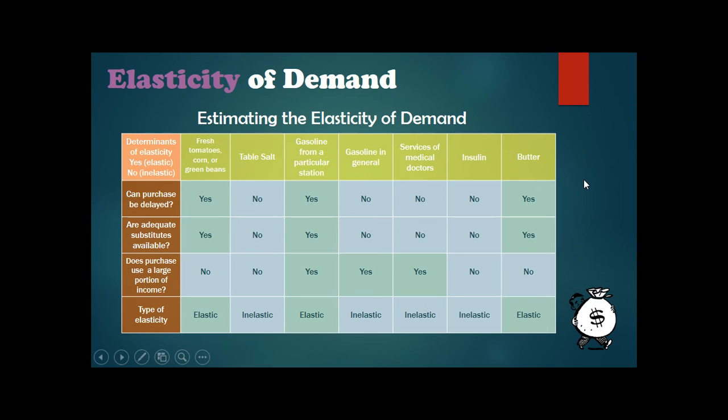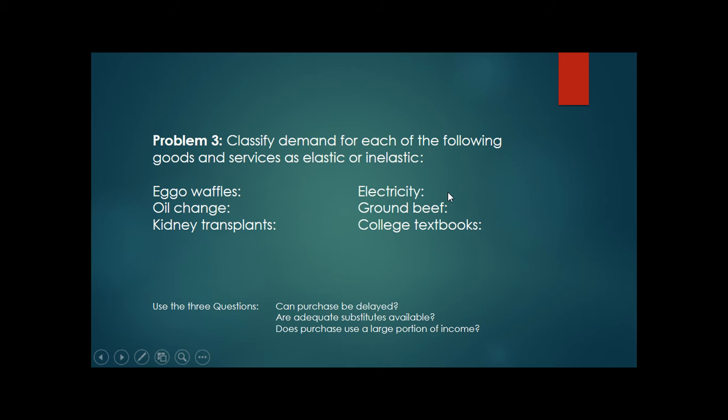So why don't you look at some of these things? Use your 3 questions. Can the purchase be delayed? Are adequate substitutes available? Does the purchase use a large portion of your income? Go ahead and pause the video so that you can answer these questions.